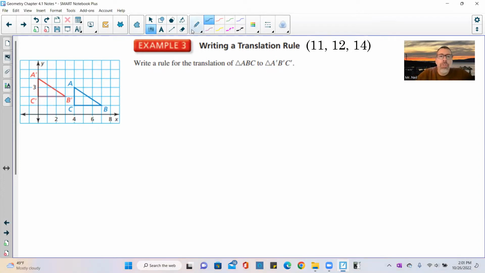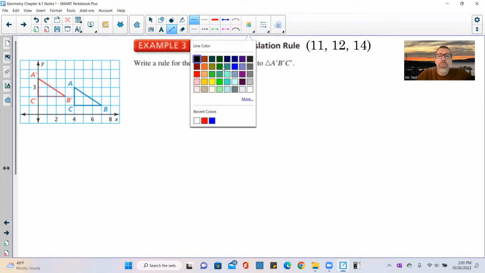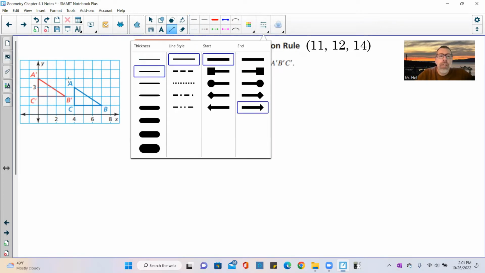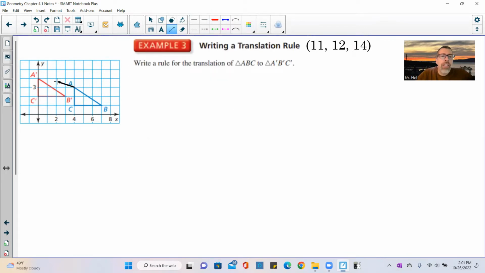So the first thing I'm going to do is draw a vector. Since red and blue are being used already, I'll draw it in black. And let me make it a little bit thicker. Notice where the A and the A prime are. So your A is your initial, your A prime is your terminal. So you're going to start at B and go to B prime. Start at A, go to A prime. Start at C and go to C prime. Be careful of your direction. So there's what it would look like if you were to draw it. And then we would say the rule is something, comma, something.